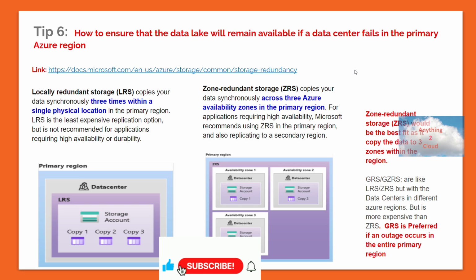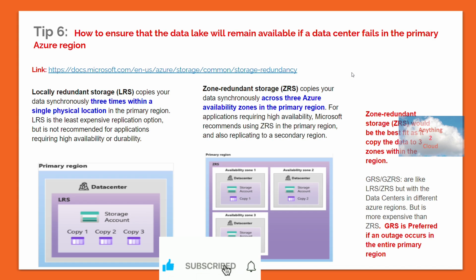The next tip is on locally redundant storage (LRS) and zone redundant storage (ZRS). Locally redundant storage (LRS) copies your data synchronously 3 times within a single physical location in the primary region. LRS is the least expensive replication option but is not recommended for applications requiring high availability or durability.